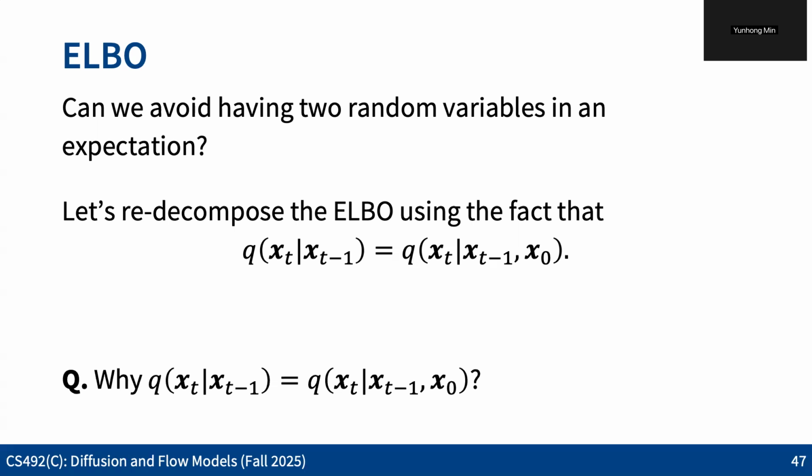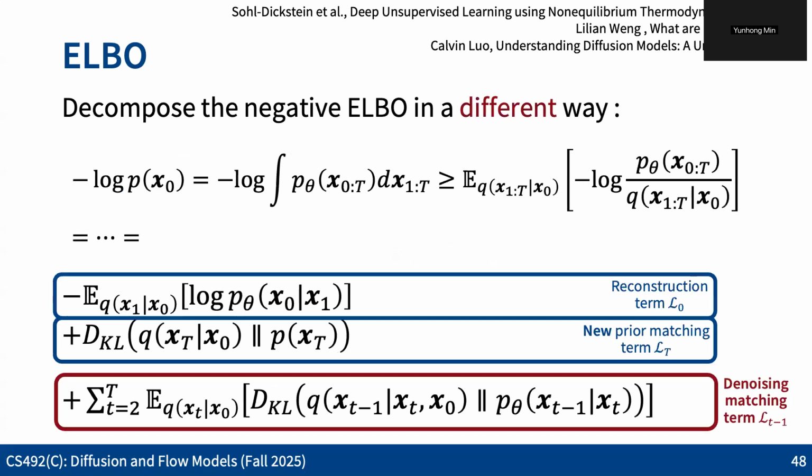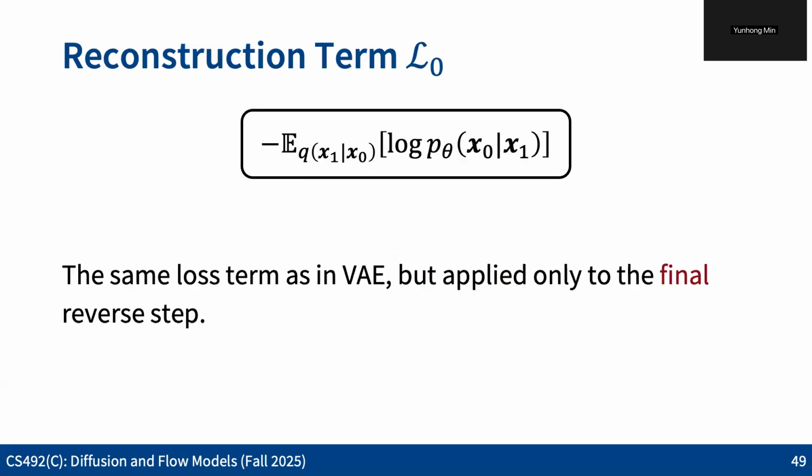So with this Markovian assumption and having these two be the same, what we can see is that now we can decompose the ELBO function in a different way, having three different terms from the same ELBO function. What you can see is that we still have the reconstruction term here. So we are going to see these one by one. Let's see the first one.